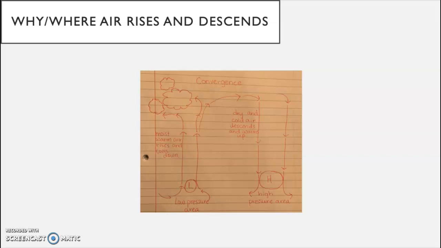In a low pressure system, the converging surface winds and rising air results in cloudy conditions. In a high pressure zone, the diverging surface winds and descending air results in clear skies and better weather.